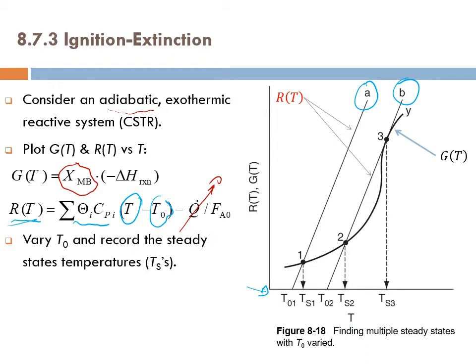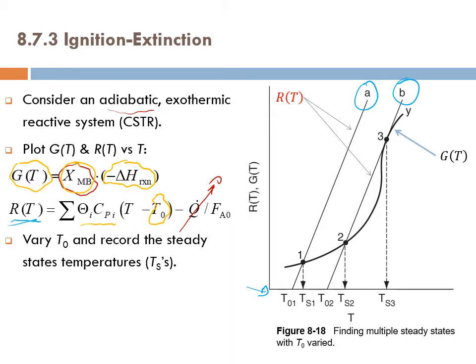Now, as we said, we can continue varying T_0. Okay, and when we vary T_0, does G(T) change? Obviously, G(T) will not change because X_MB and minus delta H reaction are functions of T, not T_0. Okay, so this will remain the same. However, what changes is basically the R(T). So the R(T) will change because it's a function of T_0. Of course, the slope will not change in this case. Only the intercept will change.